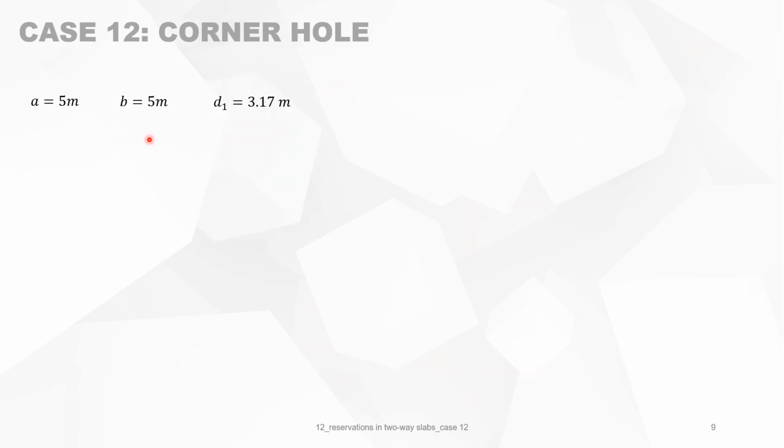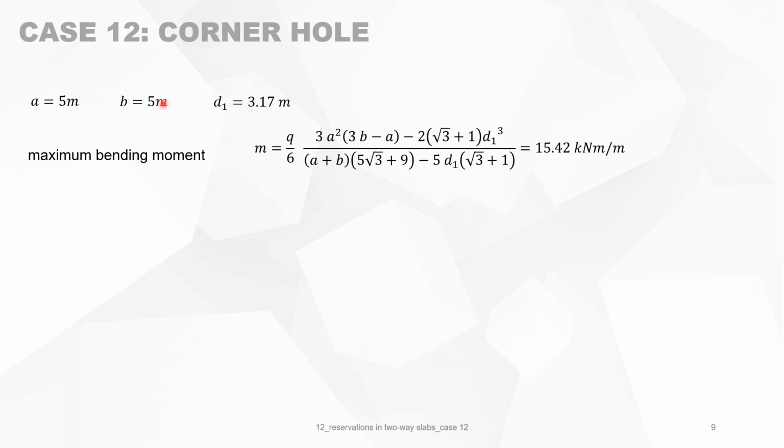We repeat the different parameters that we got in our example, and we can directly calculate from those three parameters the maximum bending moment. And the maximum bending moment is 15.4 kilonewton meter per meter. Then we transform that into reinforcement.